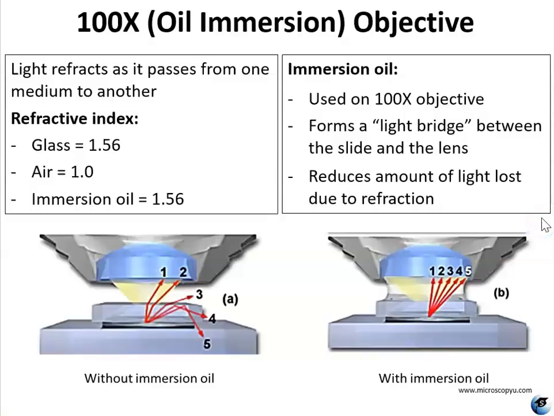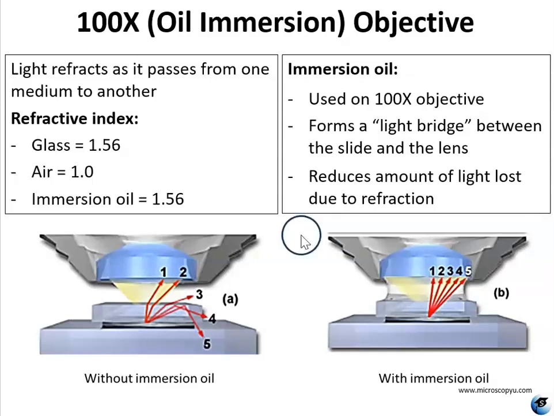Next, we talk about the oil immersion objective, the 100x objective. So the key here is you're dealing with refraction of light. So you should have seen in the tutorial how important it is to gather light and how important it is to try to keep your light from getting refracted away when you're focusing. And the refractive index of your slides is about 1.56, whereas the refractive index of air is 1.0.